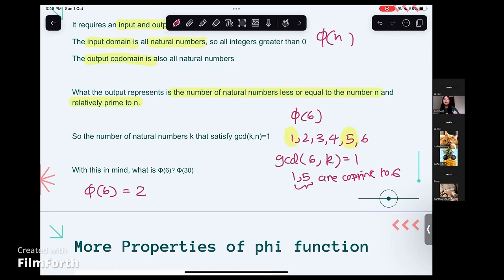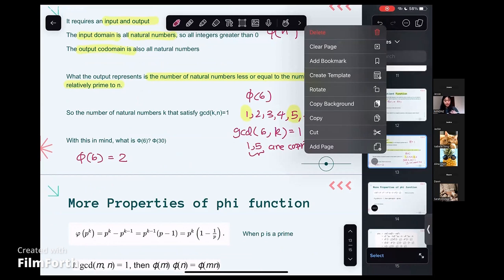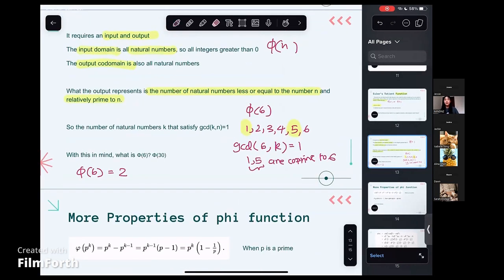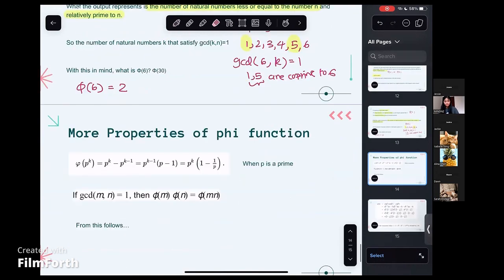So you need to consider the number of natural numbers less than or equal to our input that are co-prime to our input. Yeah, that's how we can think about it. So if you also wanted to trial it out a little bit further, you can consider what if our input was 30, right? That's a bigger number, so you have to consider more of them. So now let's think about some properties of the phi function.